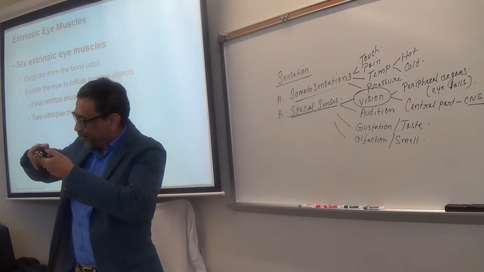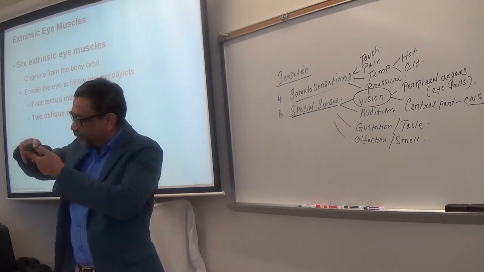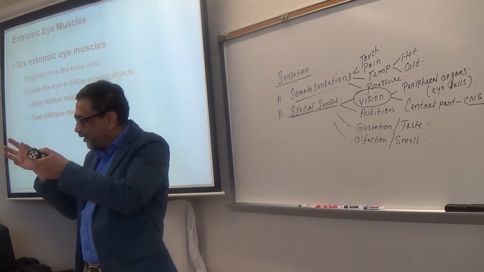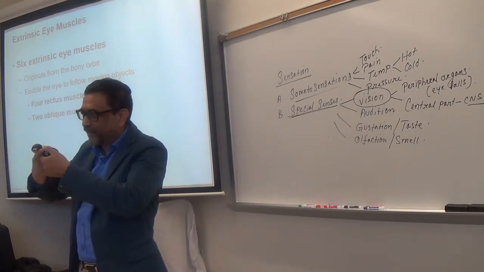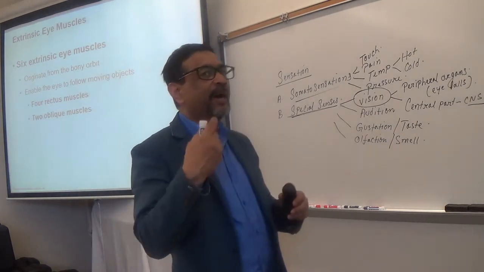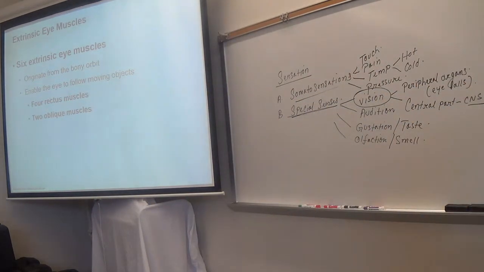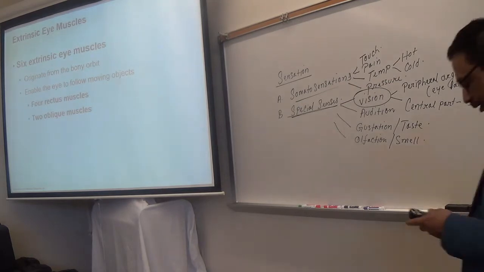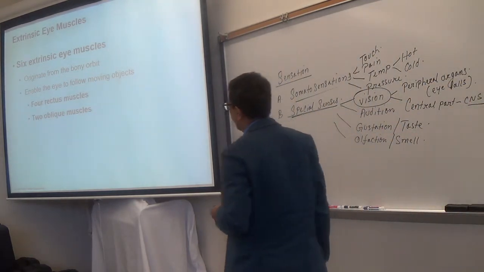Oblique. Okay. And oblique muscles help to do what? Rotate the eyeball. Make sense? Like this. Make sense? So rotation is helped by mainly the oblique muscles. Those are 6 extrinsic eye muscles.